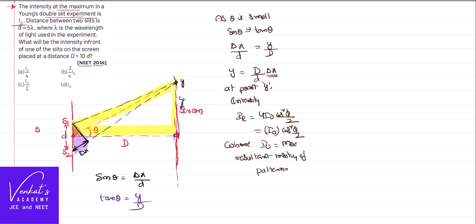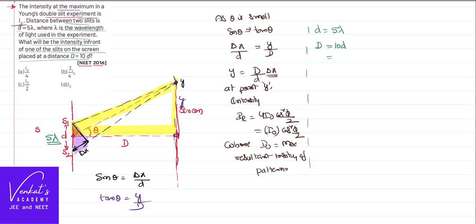Let us see what is further given in the problem. The distance between the two slits, this small d, is 5 lambda. So distance d equals 5 lambda, where lambda is the wavelength of the light used. What will be the intensity in front of one of the slits on the screen placed at a distance of capital D equal to 10 times small d?